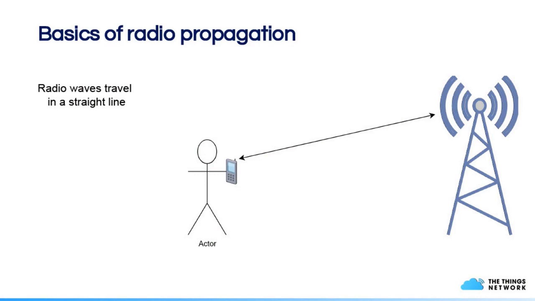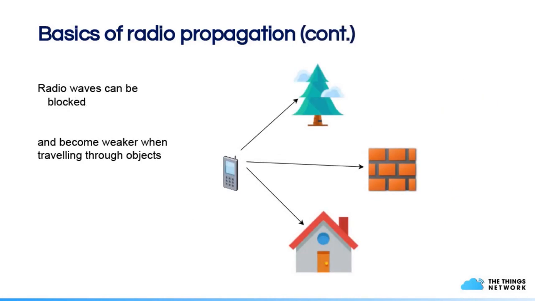Radio waves travel in a straight line. In this case, we have uplinks from the user to the tower and downlinks from the tower to the user. Radio waves can be blocked. They also become weaker as they travel through different objects. The amount by which the waves are attenuated depends on the material they are passing through and how dense this material is. A tree is less dense than a concrete wall, so a concrete wall will weaken the signal more than a tree.